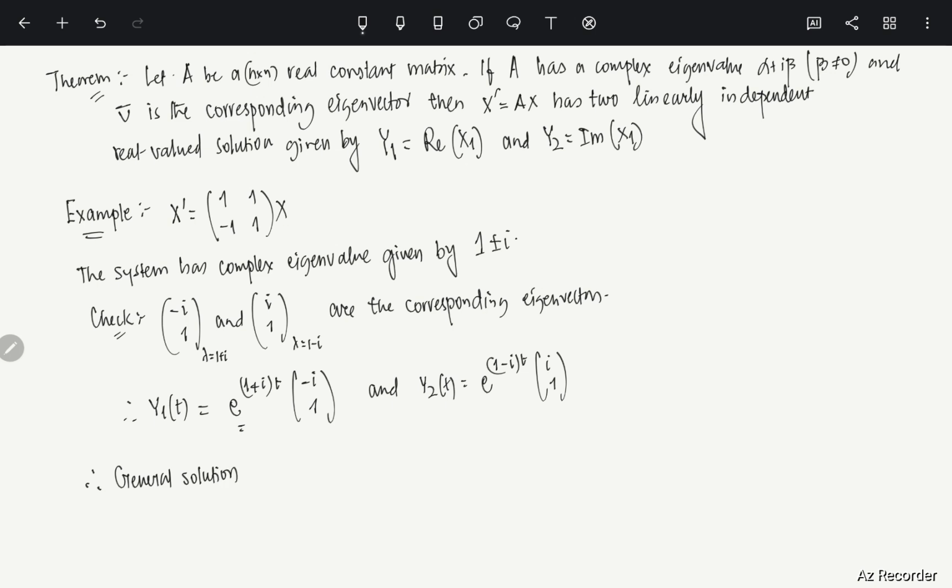The general solution will be given by, I should break it up, right? So let's do it here. y1 of t is nothing but e to the power t, e to the power i t, and then minus i, 1. So it is e to the power t, cosine t plus i sine t.